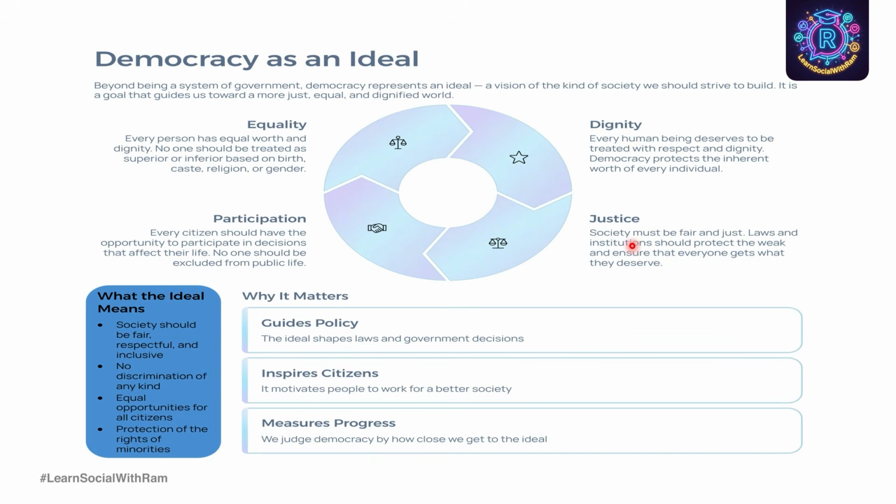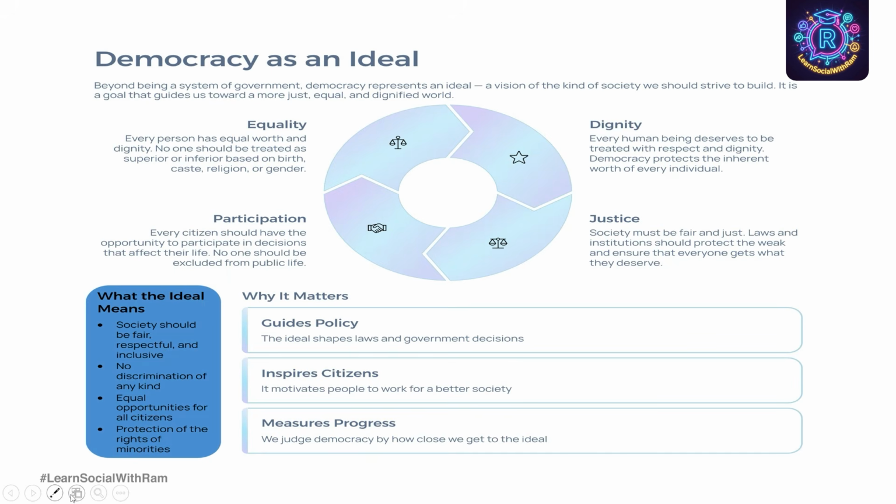Then we have a core ideal called justice. Society must be fair. Laws must protect everyone equally, especially the weaker sections. For example, SC, ST, OBC people, as well as the marginalized society. Then we have the next core value, participation. Every citizen should get the opportunity to participate. No one should be excluded. Students, these values make democracy meaningful. So you can expect a question, which are the 4 core values that can be understood from democracy? Your answer has to be equality, dignity, justice, as well as participation.